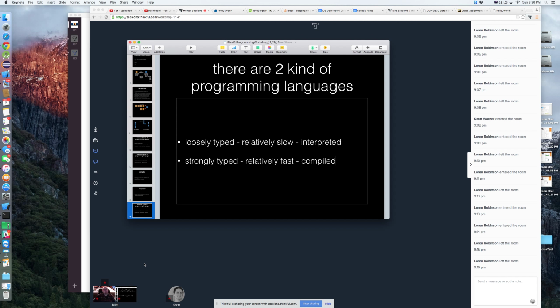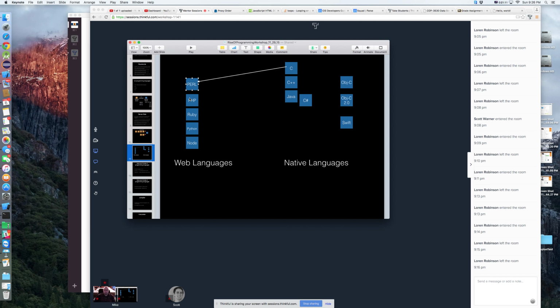Pretty much everything we talked about last time are loosely typed interpreted languages. So all of these guys, Perl, PHP, Ruby, Python, Node, are high-level, loosely typed, interpreted programming languages. That's what those guys are. So now we want to look at these guys over here.